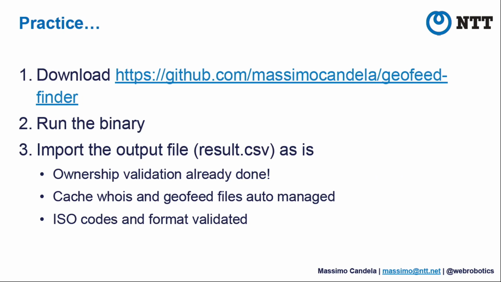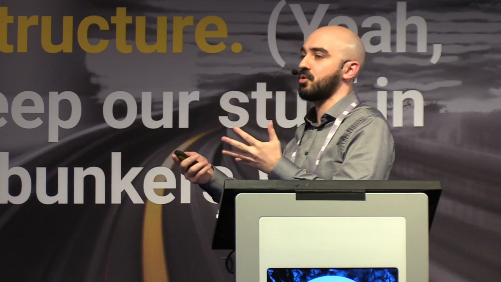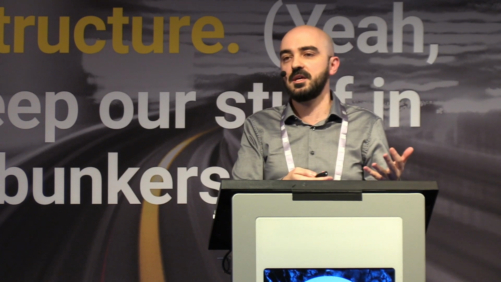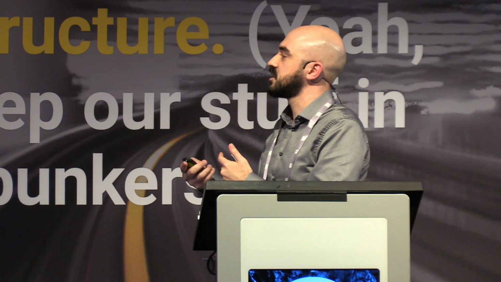But you can also use this application that basically does everything for you. It does the ownership validation with that approach that I described, manages the cache of both WHOIS and the files, and validates the ISO codes. So basically, it creates a unique global file, a union of all the geofeeds found in WHOIS, already validated, and you can just import that. If you already support the RFC 8805 geofeed file, it's easy to implement.